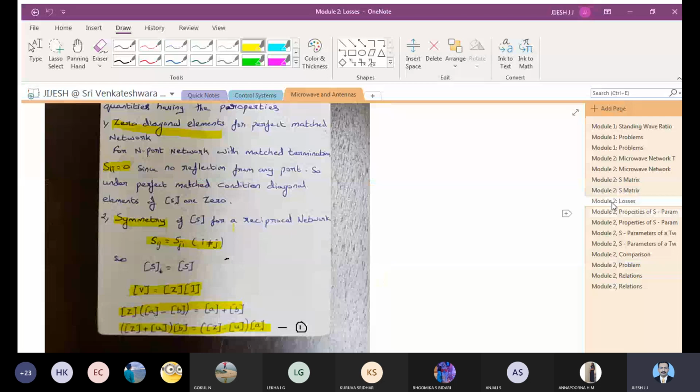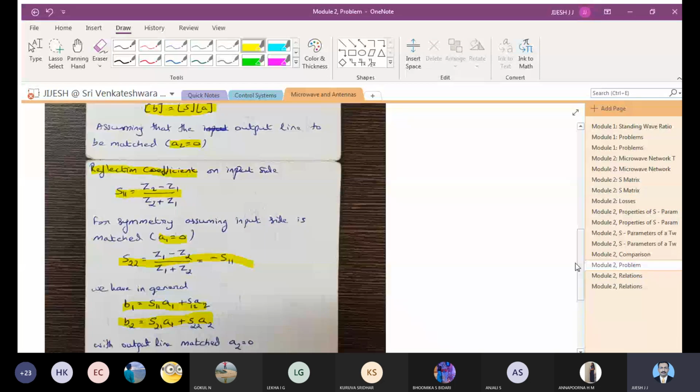So we got two parameters, S11 and S22. Now we need to get another two parameters, S12 and S21. We'll see how to find S12 and S21. With the output line matched, you can take A2 is equal to 0. So you can proceed according to that. If you have completed till here, we'll move on further.